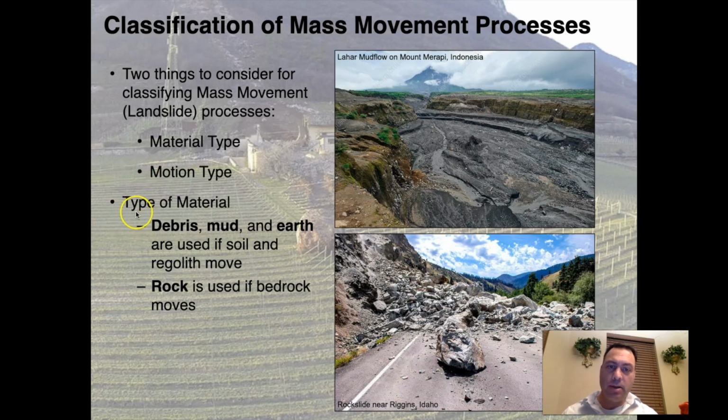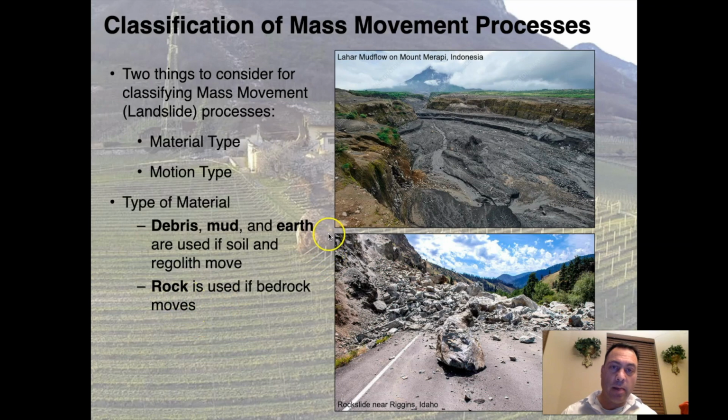In terms of types of material, there's debris, mud, and earth, and those are all used if soil and regolith move. So you would have a debris slide, a debris flow, a mud flow, an earth flow, things like this. We use the word rock in the term if bedrock is moving.